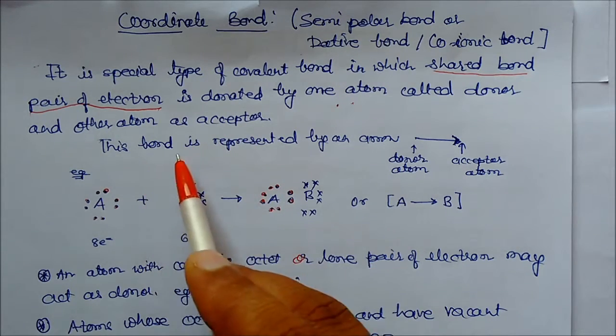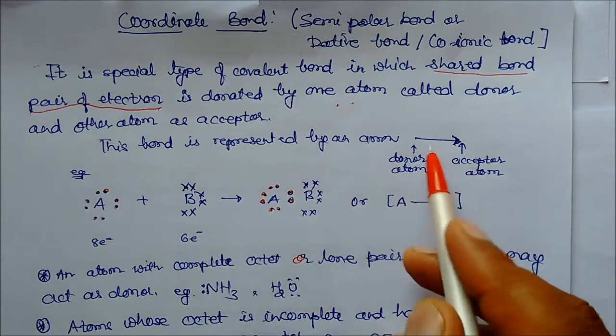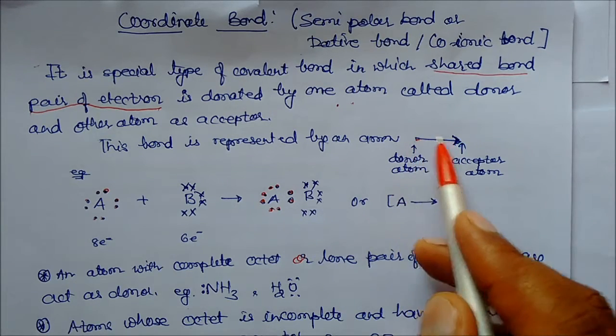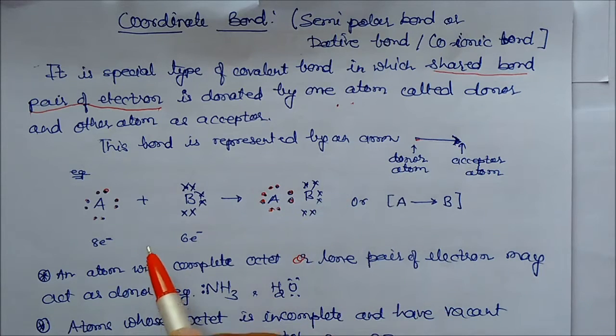So this bond is represented by an arrow. This arrow, this is your tail, this is the donor atom. The donor atom is giving to the acceptor atom. So let us see through one example.